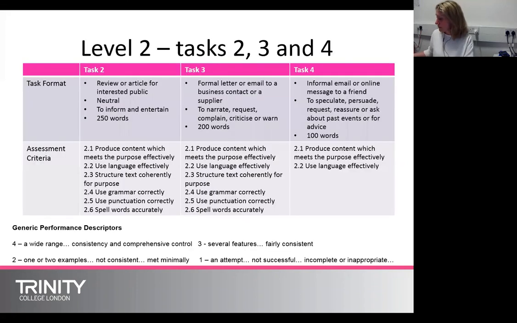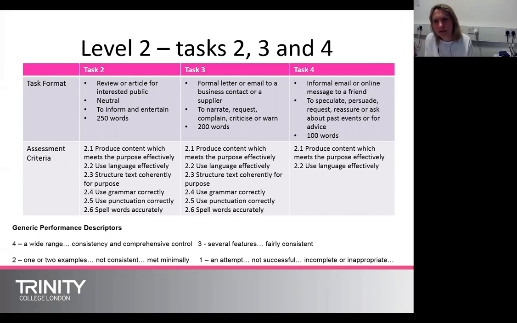So level 2, again, we've got 3 tasks. We looked at the form separately. We've got 3 tasks, 2, 3, and 4. Review or article, task 2, formal letter or email, which is task 3, and the informal message or email to a friend. Really important to make a note of the purpose of the text, because it is what is assessed in 2.1.